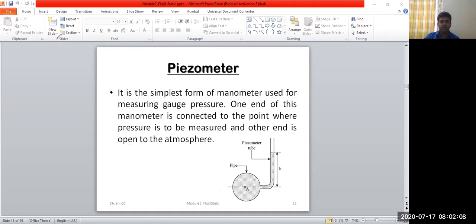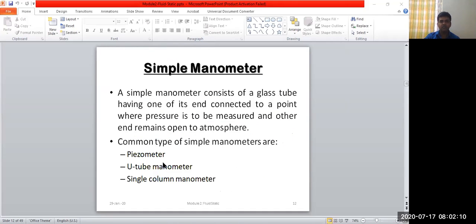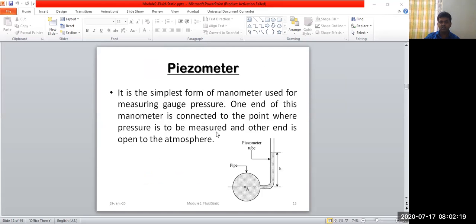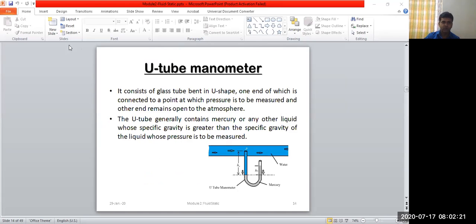Now, what is the second form? Second is the U-tube manometer, and third one is the single column manometer. Now we are coming to the U-tube manometer. What is this U-tube manometer? This consists of a glass tube bent in U shape.